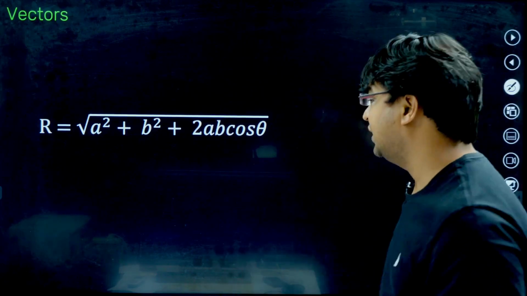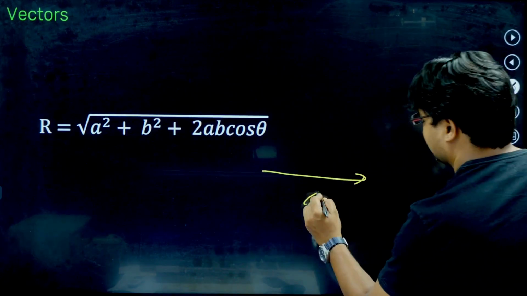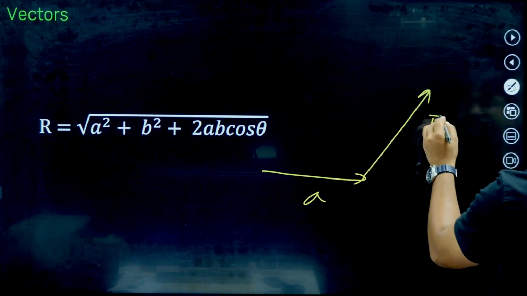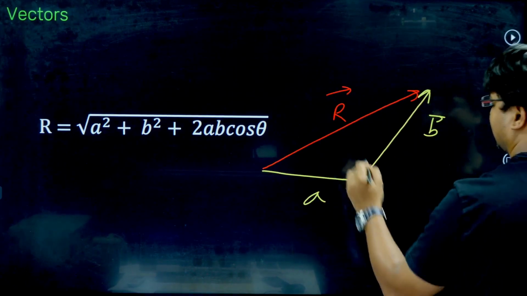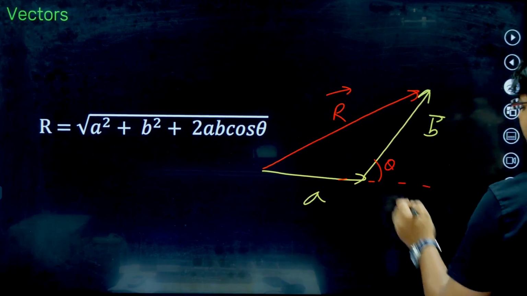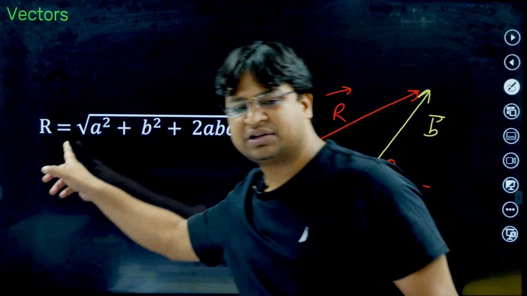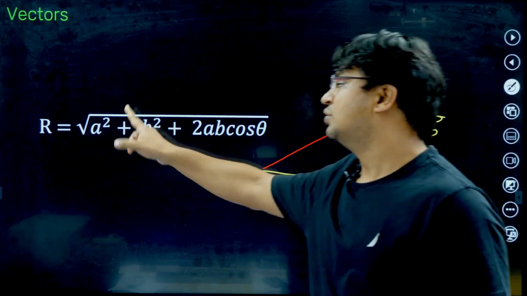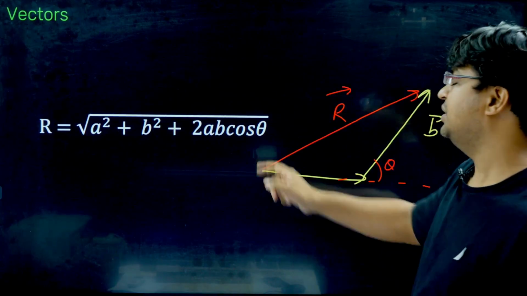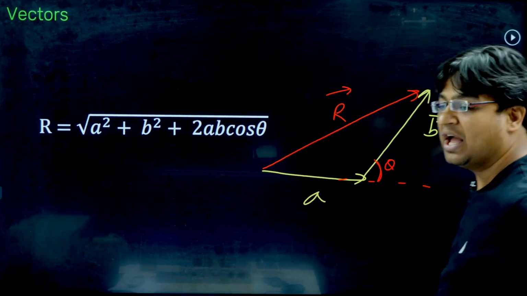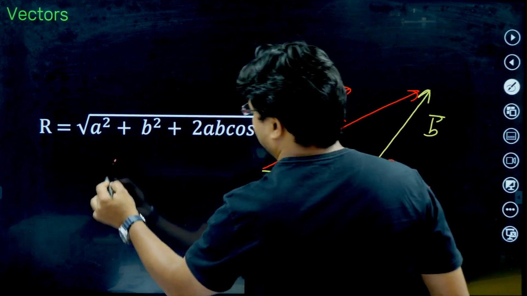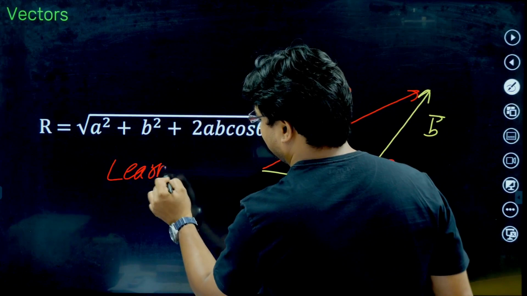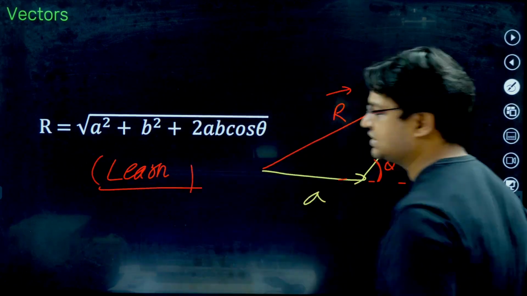Let's say this vector is A vector, this vector is B vector, and this length is the resultant. The angle between the two vectors would be this, and the length of the resultant vector will be obtained using root of A square plus B square plus 2AB cos theta. Theta is the angle between the vectors. So you have to learn this formula, everyone, and then we'll be using it as and when needed.